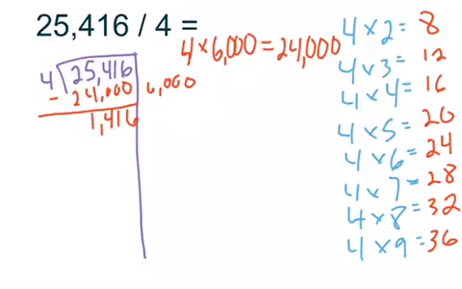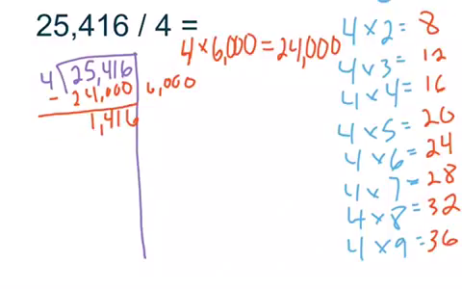I now have 1,416. And I start the process over again. I say, okay, what can I multiply 14 by that will get me the closest to 1,416? If I look at the first digit in my dividend, 1, there's nothing that I can multiply that will get me close to 1 without going over. So I look at 14.